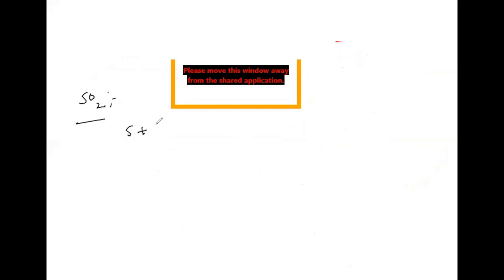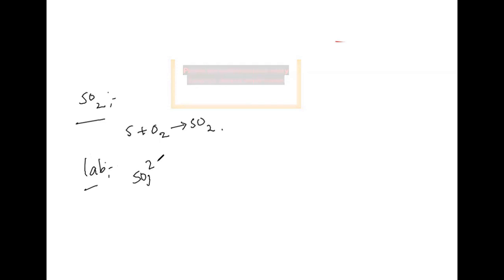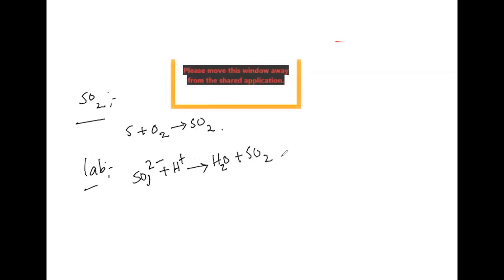Right. Now come to the energy level diagram for oxygen. Anybody, can you say that? You think about that; by that time I'll discuss a little about sulfur dioxide. How can we prepare sulfur dioxide? Directly, sulfur reacts with oxygen to form sulfur dioxide. Also in the laboratory, it can be prepared using sulfites: SO3 2 minus plus H plus gives H2O plus SO2.